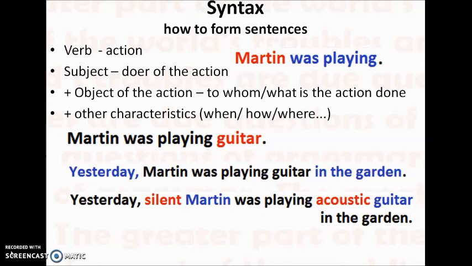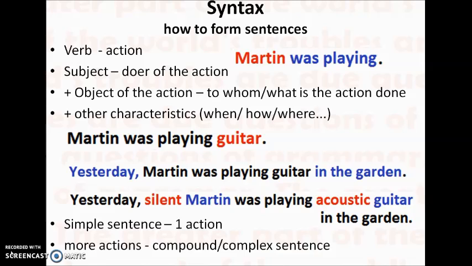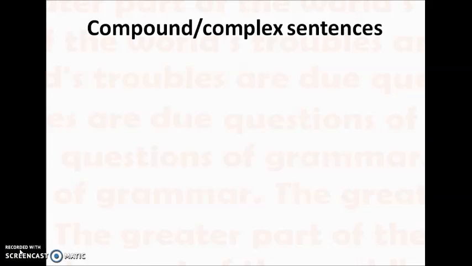Now, all of these sentences are simple sentences because they only have one action. We also know sentences in which there are more actions. We call them compound or complex sentences. As I said, compound and complex sentences have more than one action.